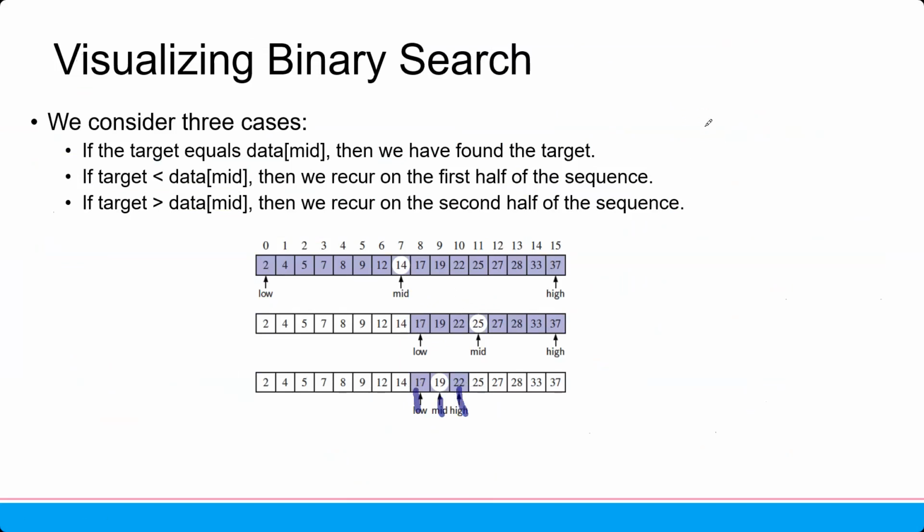Again, we will check. The target is 22. Does 22 equal the data at mid? No. And we will check: is the target lower than the data at mid? No. Is 22 higher than the data at mid? Yes. So we recur on the second half of the sequence. So we will check this one. At this stage, this position: low equals mid equals high.